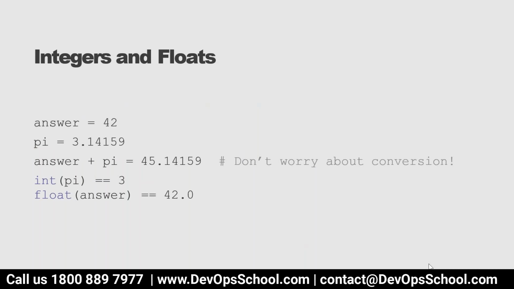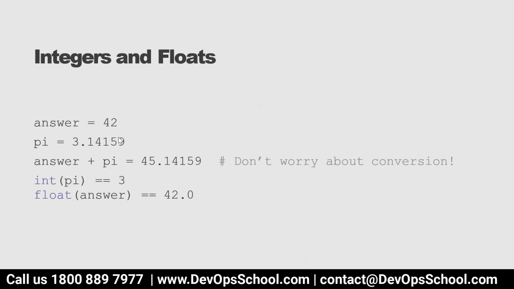So how do you represent this integer and float? Look at this: answer 42. Pi is a float, answer plus pi. Integer pi is equal to 3. So here float, so these are the ways you can represent them. Here you are hinting that pi is an integer, answer is a float. Here you are not hinting it, so it will be taken automatically. Are you understanding, all of you?